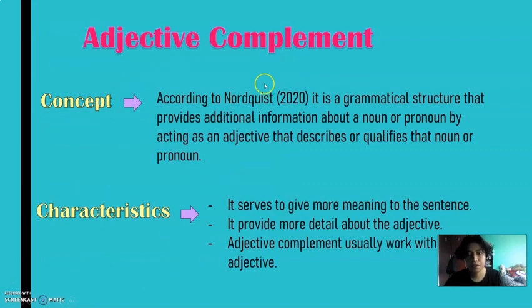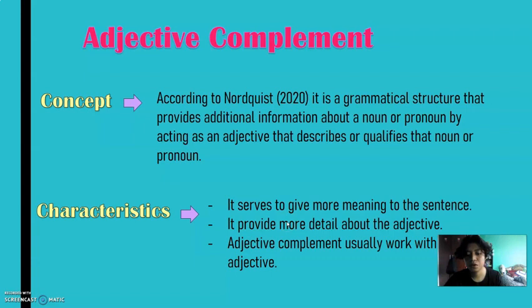The last topic is the adjective complement. Okay, in this part we have a concept according to Norquist. It is a grammatical structure that provides additional information about a noun or pronoun by acting as an adjective that describes or qualifies that noun or pronoun. Okay, and we have characteristics: it serves to give more meaning to the sentence. It provides more detail about the adjective, and adjective complements usually work with predicate adjectives.